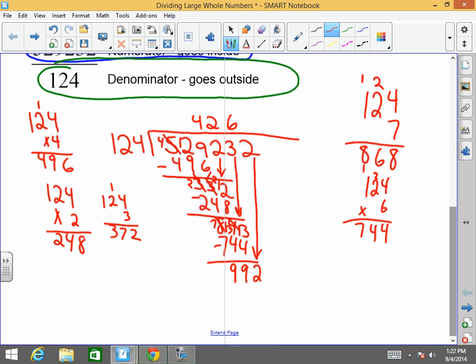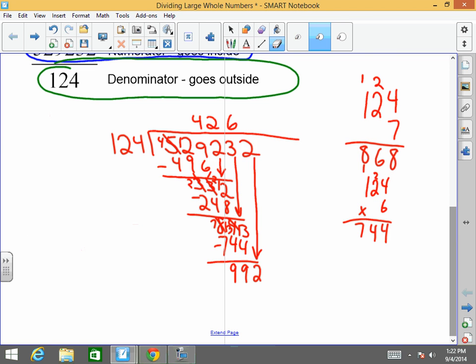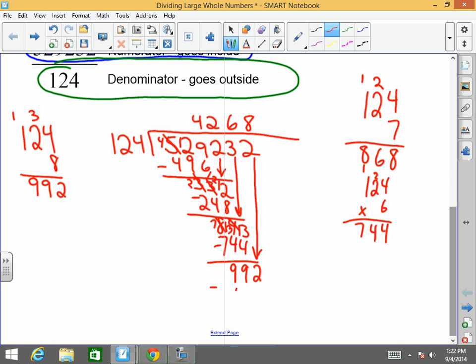And last but not least, gentlemen, how many times do you think 124 can go into 992? Let's try 8. 8 times 4 is 32. Carry the 3. 16 plus 3 is 19. Carry the 1. And bingo. We got it. On the money, my brothers. 0. Does that make sense, my brothers? Alrighty. Excellent. You guys are awesome.